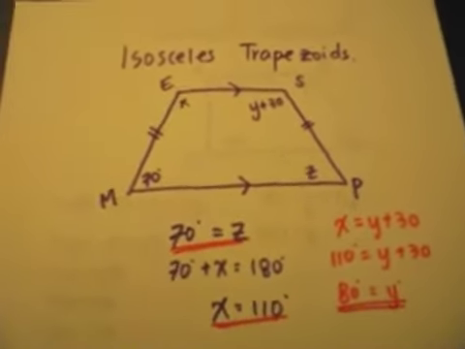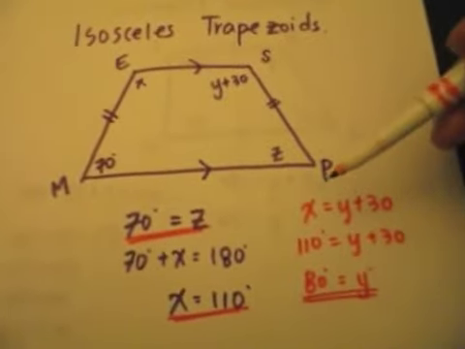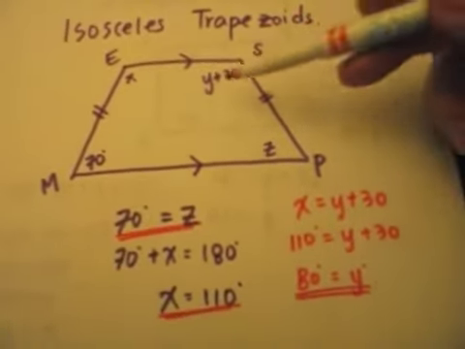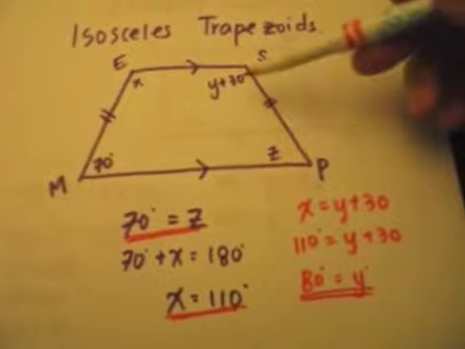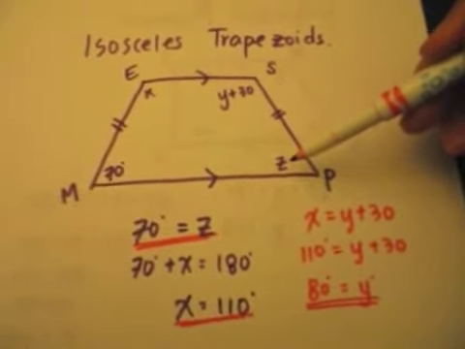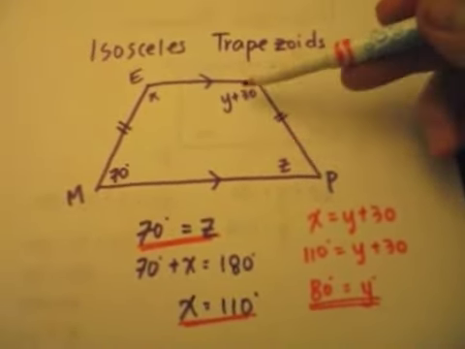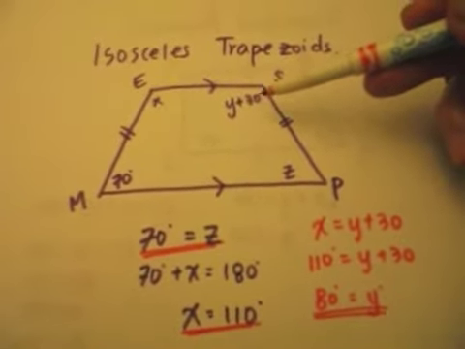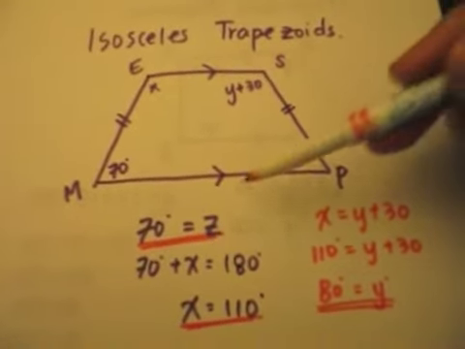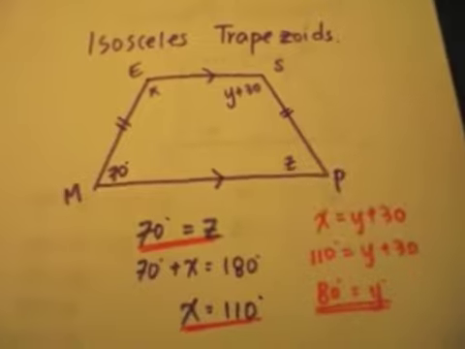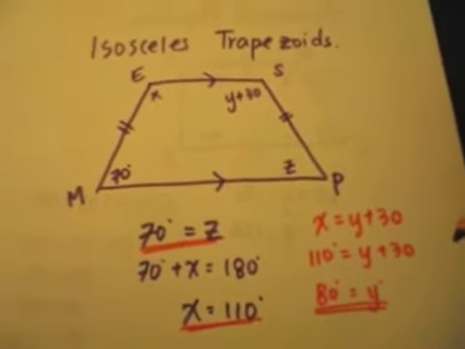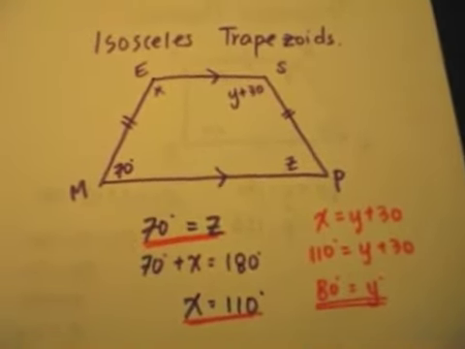So I found what Z is, I found what X is, and I now found what Y is. What I can also do, if you don't want to use your base angles here, is use your consecutive angles and say that Z plus Y plus 30 gives you 180 degrees. You know that Z is 70, and that's going to help you solve for Y.